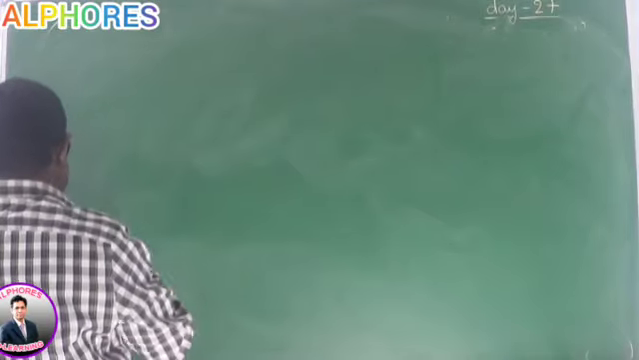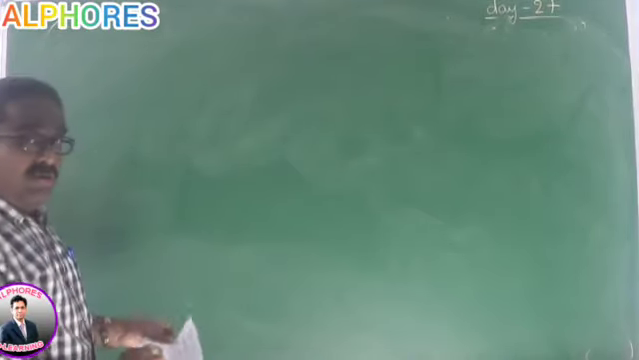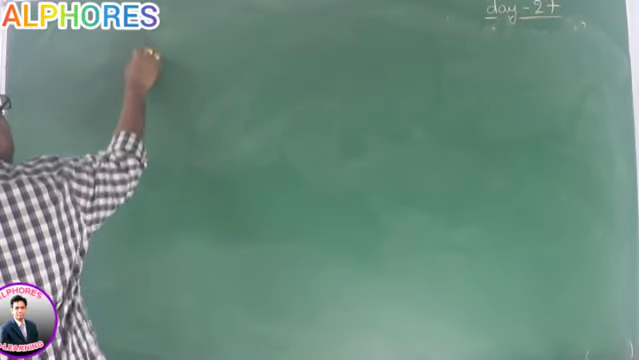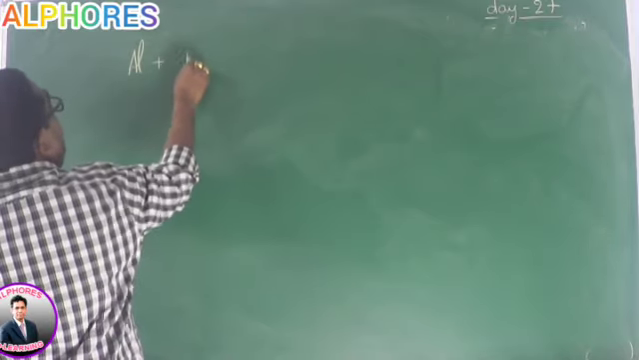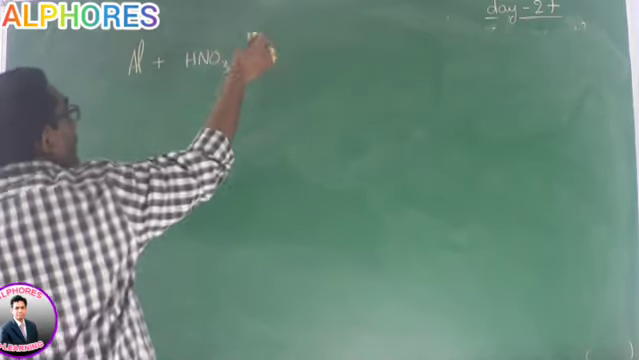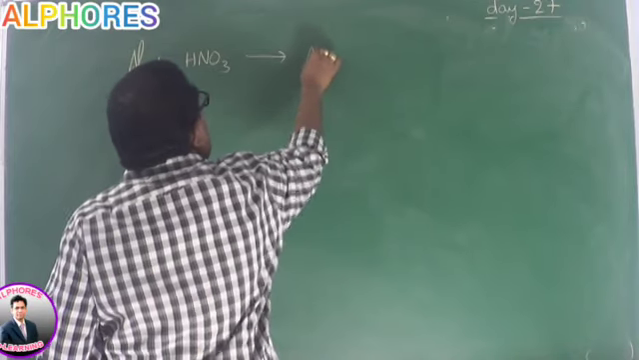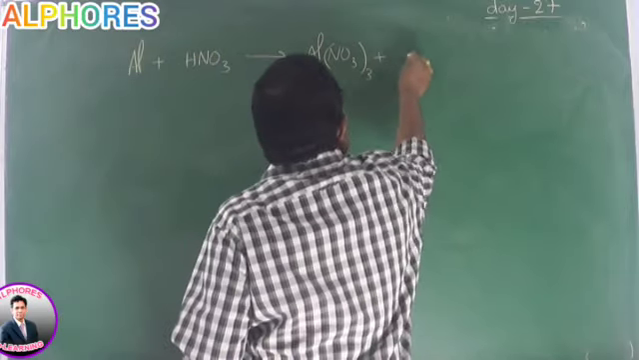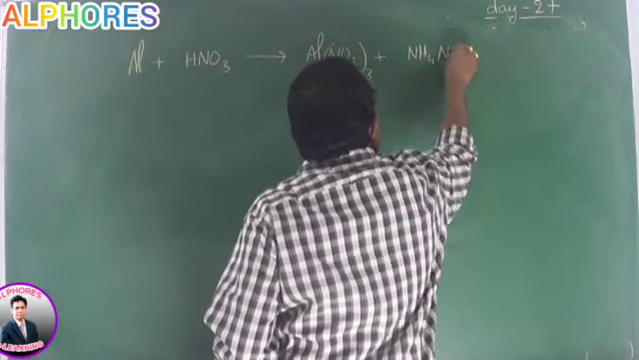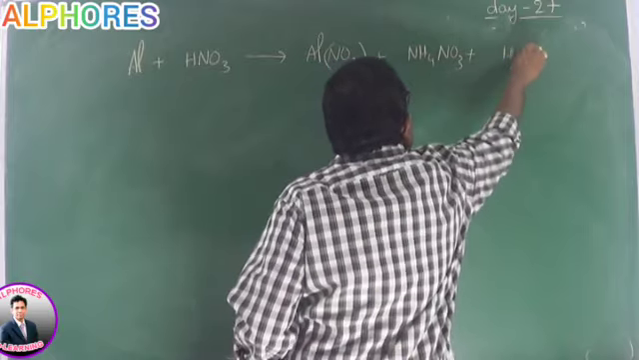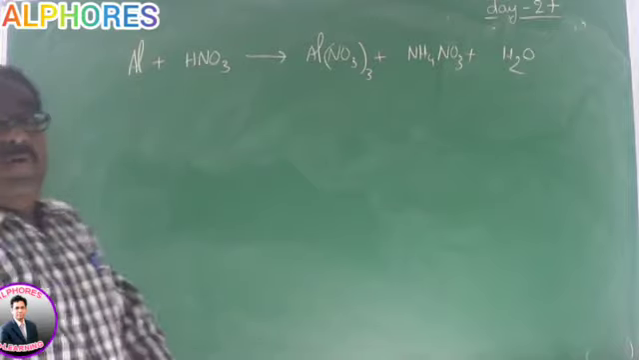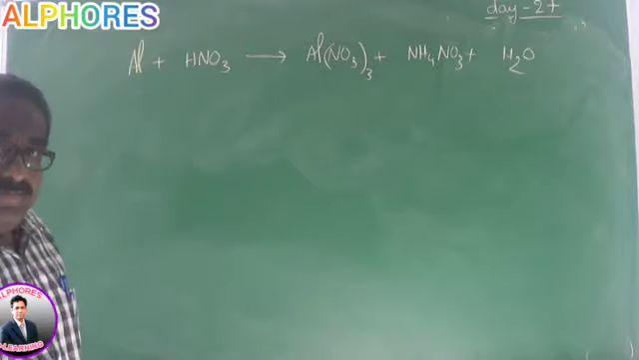Okay students, get ready. Let me write the equation first of all, and then I will explain to you. Please get ready. Aluminium plus nitric acid gives rise to aluminium nitrate plus NH4NO3 plus H2O. That is the equation. No doubt, a redox reaction.